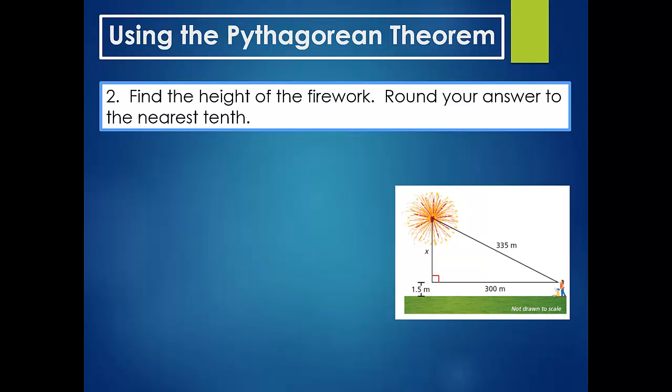Now we're going to continue using the Pythagorean theorem. So for number 2, we're going to find the height of the firework, and then we want to round our answer to the nearest tenth. So again, we can go ahead and use the Pythagorean theorem, which is a squared plus b squared equals c squared. We can use this because we have a right triangle. A and b would be x and 300 meters. So we'll go ahead and have x squared plus 300 squared equals c squared, and c is 335 meters.